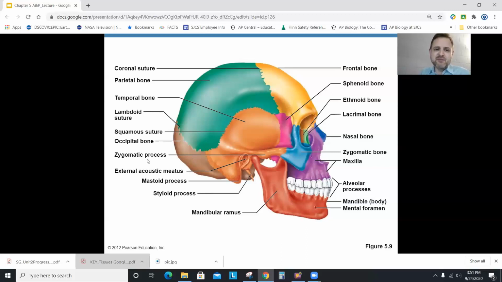The zygomatic bones are your cheekbones. The zygomatic process, remember in the last video, things that start with P's or T's are parts of a bone that stick out. The zygomatic process sticks out, and it's where you might have muscle attachments for things like your jaw. Okay, the external acoustic meatus, this little hole right here, is basically the canal for your ear, where your auditory nerves go to your brain.